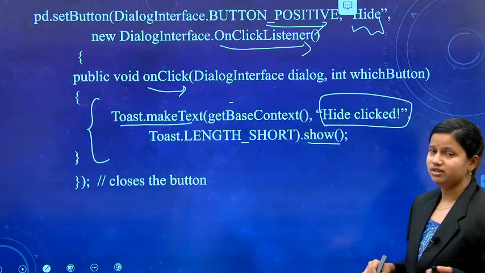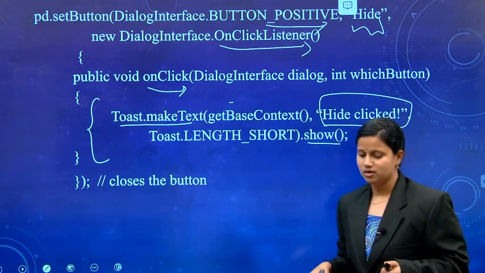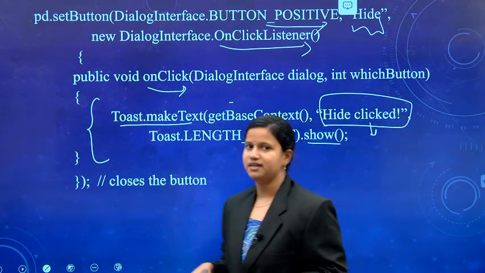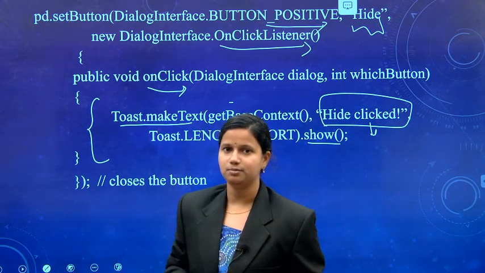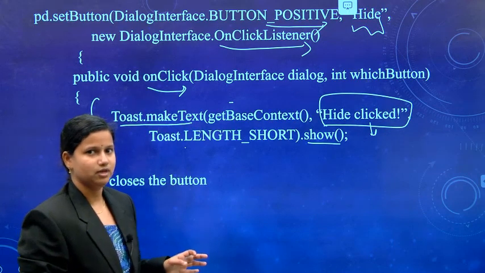Which message do I want to display? "Hide is clicked." What the message contents are is the second parameter, and the third parameter is how much time it will be displayed. These are the three things we have to know.